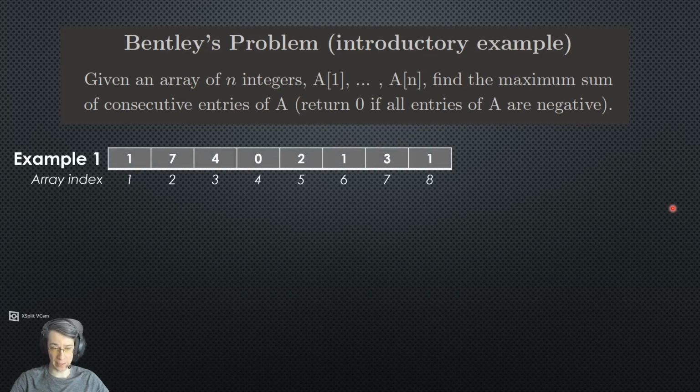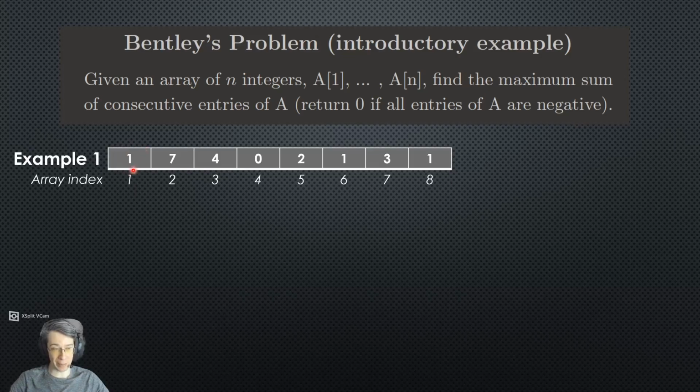So here's an array. I've drawn the array indices in the bottom. I've numbered the array indices starting at 1, because even though in practice they typically start at 0, in theory they often start at 1 to make the notation more convenient. Call me a monster if you must.